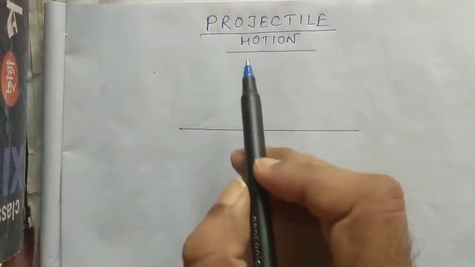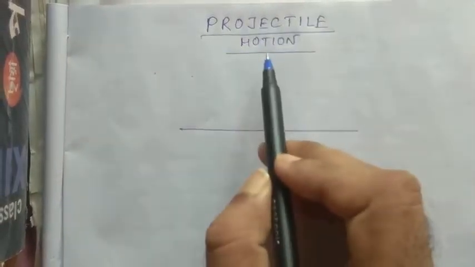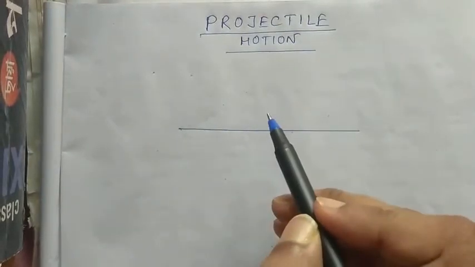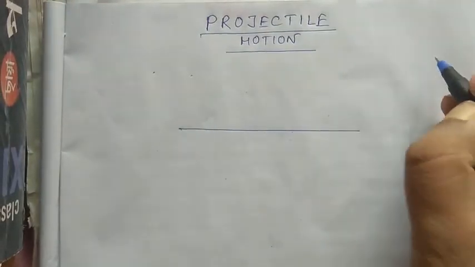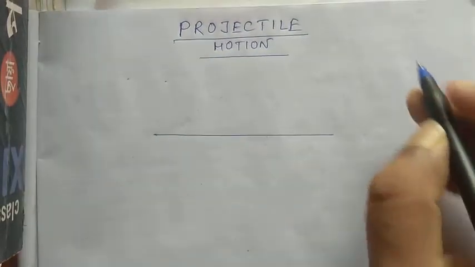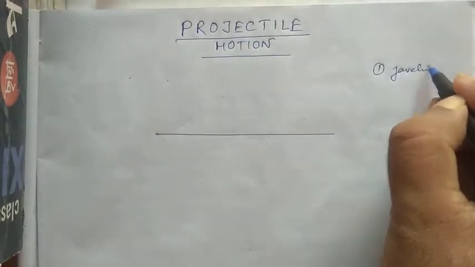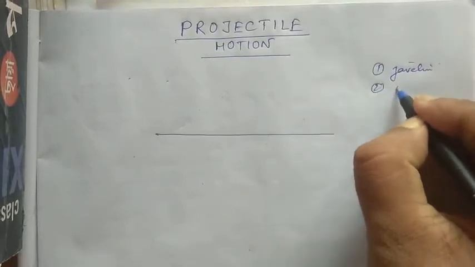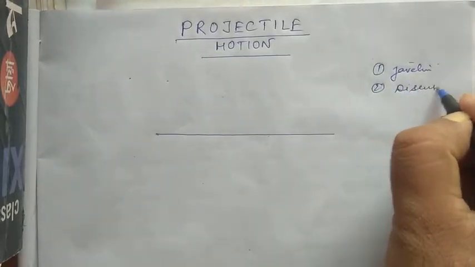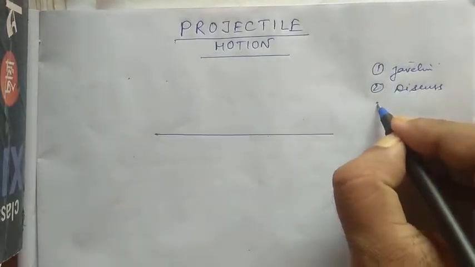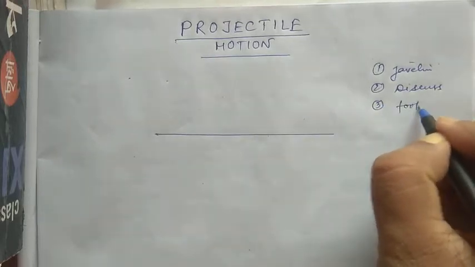In this video we are going to describe projectile motion. Now what is a projectile? Examples of projectiles are a javelin throw, discus, or when we kick a football.